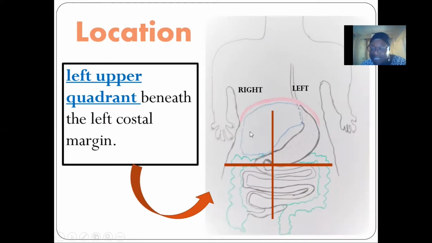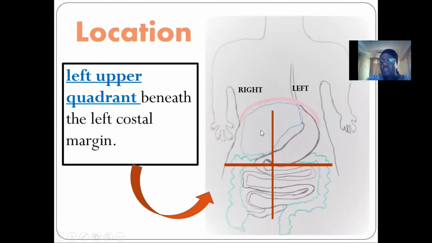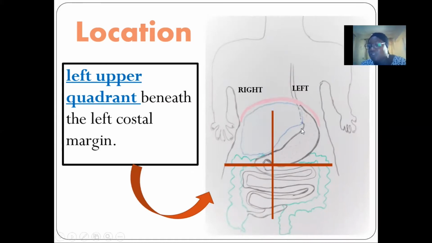So you have the right region, which is further subdivided into a right upper region and a right lower region. Then we have the left region that is further subdivided into a left upper region and a left lower region. So we have the right upper quadrant and the right lower quadrant, and the left upper quadrant and also the left lower quadrant. So you have 4 quadrants within the abdominal space that is being created.